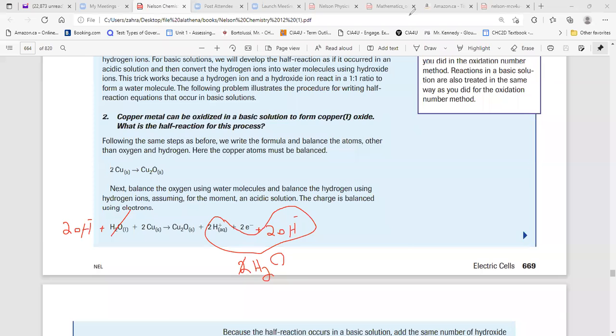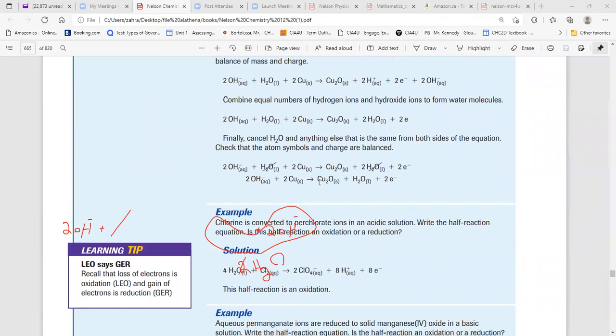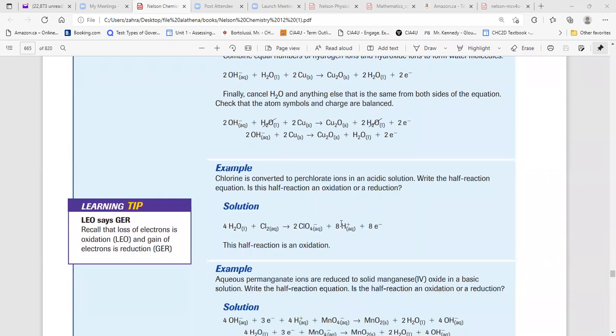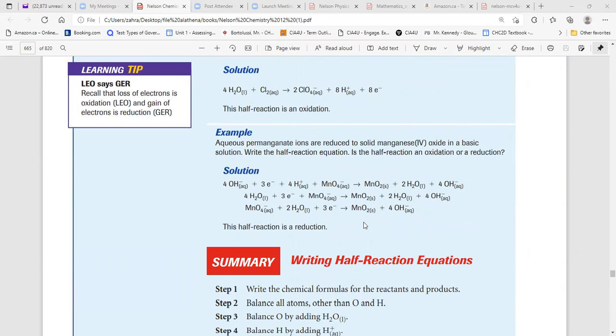So let's just look at the answer there. 2OH here, you have water and you have 2 electrons. This is how we balance it. So let me erase this. So you do the same thing here. Now this is just in an acidic solution. When you have your H ion, you stop there. There's another one you do in basic solution.